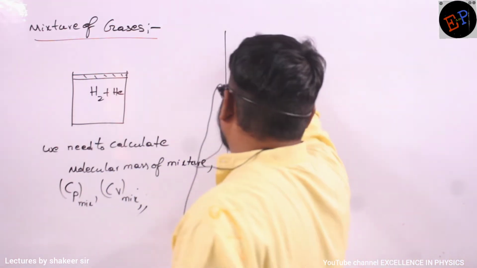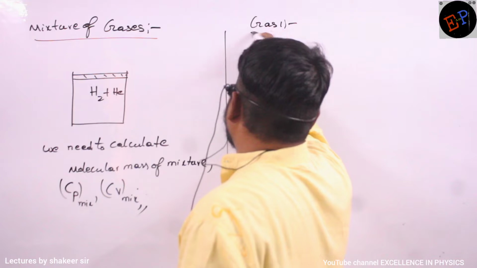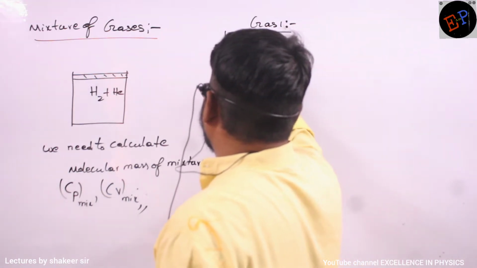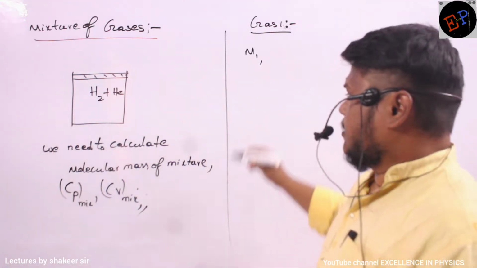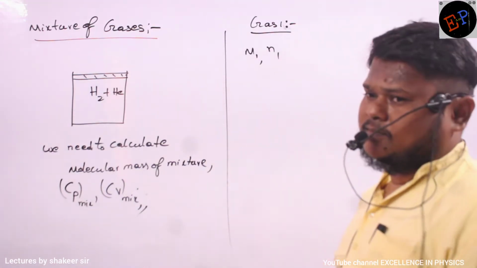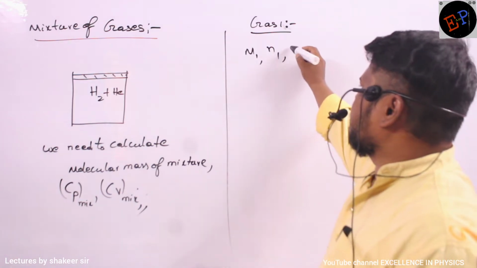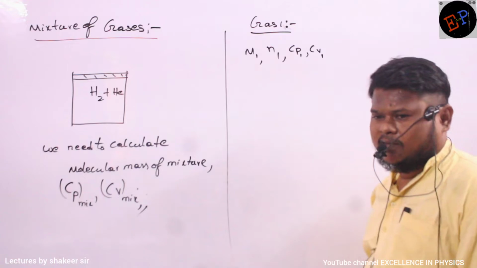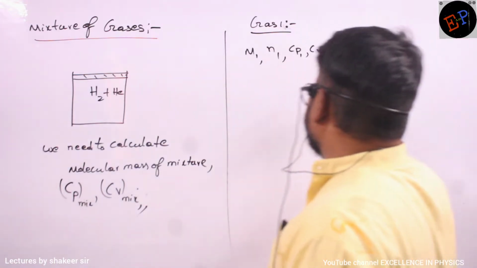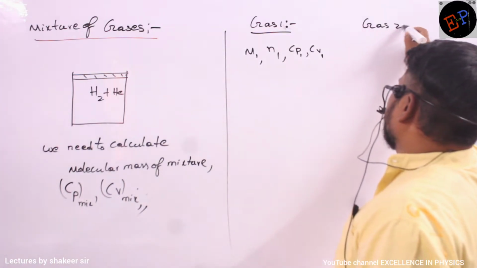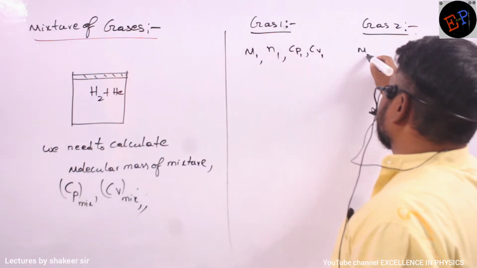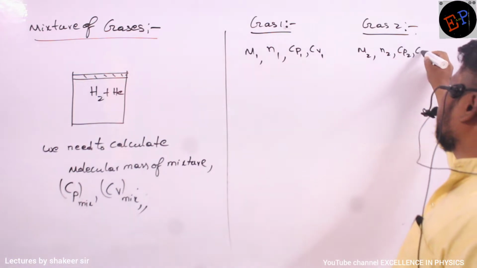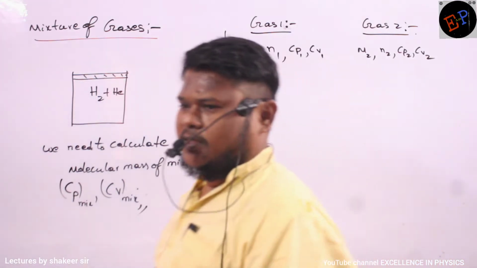So first let us take gas number 1. For gas number 1, let us consider its molecular mass is m1, and let us consider the number of moles is n1. Similarly, the Cp value is Cp1, the Cv value is Cv1. I can calculate like this, no? Are you able to understand? Similarly, I will take gas number 2. For gas number 2, the molecular mass is m2, the number of moles is n2, and the values are Cp2 and Cv2. Are you able to understand?